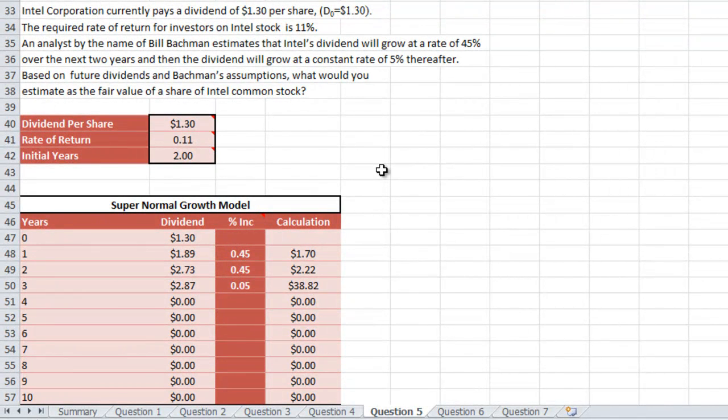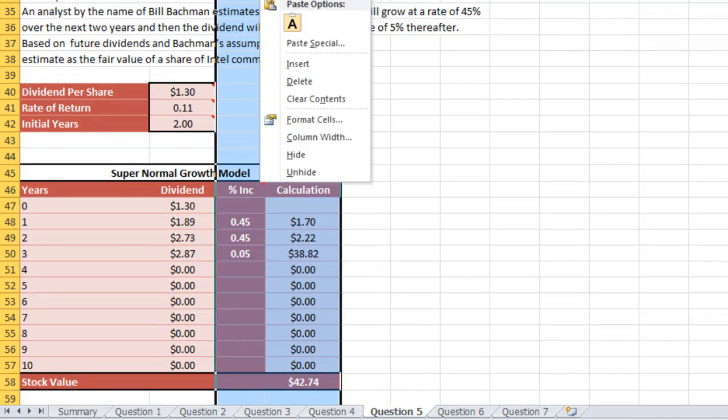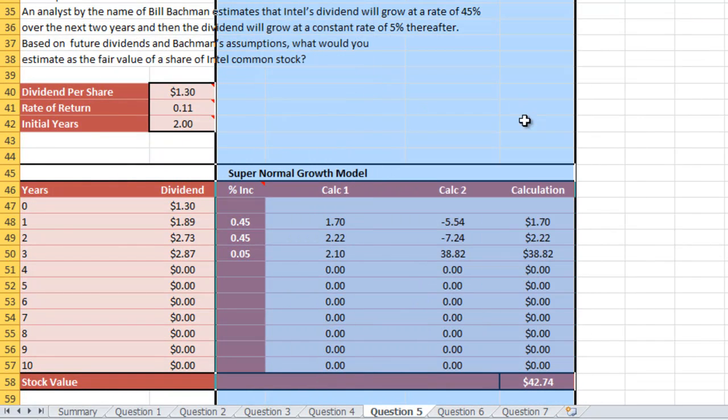Based on the future dividends and Bachman's assumptions, what would you estimate as a fair value of the share of the Intel common stock? Seeing as though I'm sure Mr. Bachman has done his due diligence, he's very positive about this growth rate. So let's dive right in here. This sheet will also be available via our Facebook fan page, and I'll put the link in below. This is actually quite a difficult problem to talk through, so what I did is I made a little cheat sheet for all of us to use. Let's unhide a couple of these cells so we can see where the action takes place.